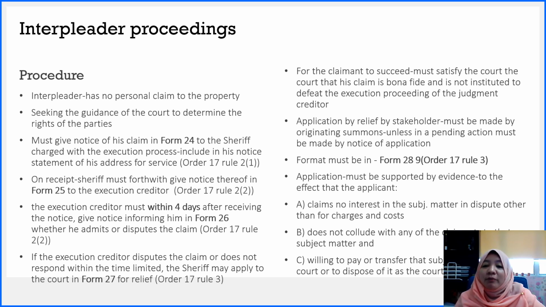The format must be in Form 28, according to Order 17, Rule 3, and the application must be supported by evidence to the effect that the applicant claims no interest in the subject matter in dispute other than charges and costs, does not collude with others on the subject matter, and is willing to pay or transfer that subject matter into court to dispose of it as the court may direct. This is under Order 17, Rule 3.